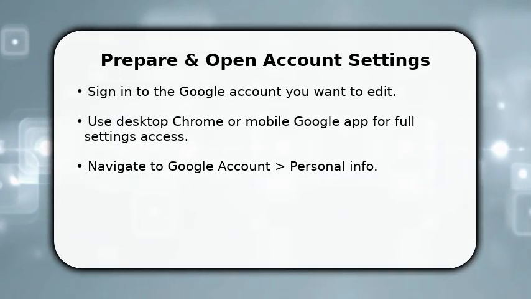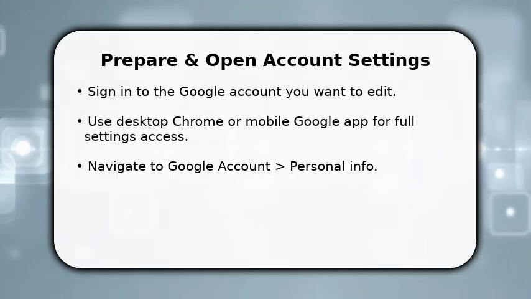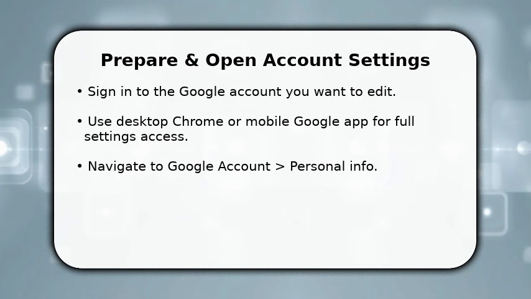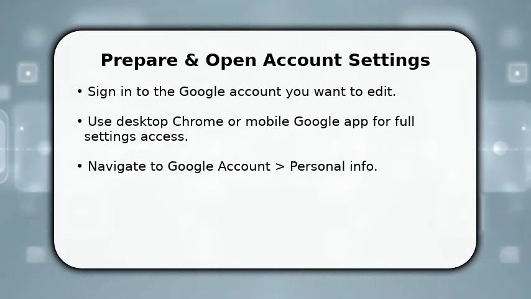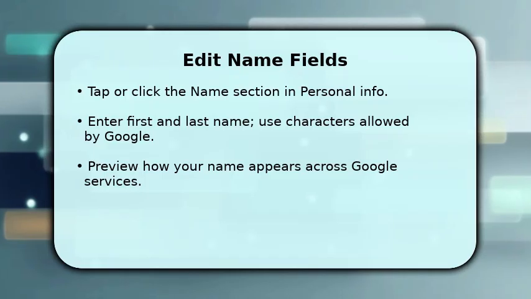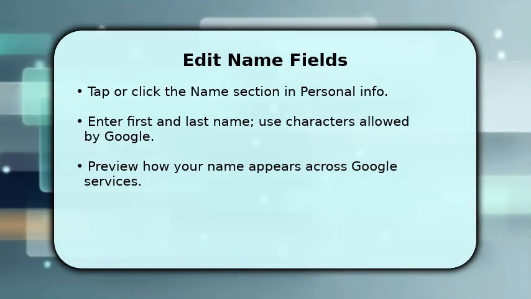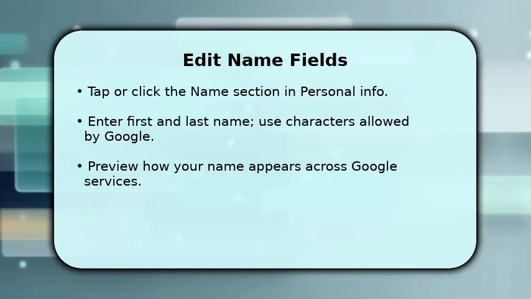This initial step places you at the profile fields where the name editing option appears, so you can proceed without delay. You now edit the actual name fields. Click Name, then modify first and last as needed. You can add a middle name on some interfaces. Google enforces character rules and limits frequency of changes, so enter the desired spelling carefully.